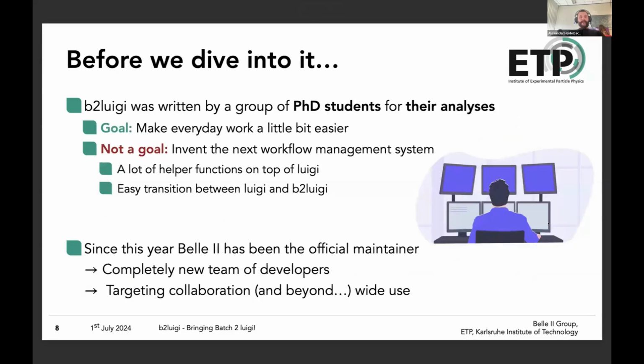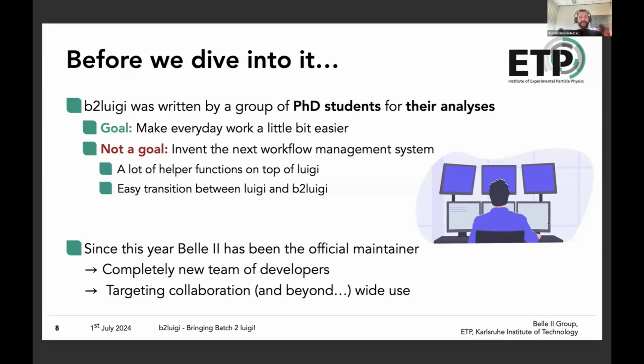Before we dive into a few examples, I just want to make a few remarks. b2luigi was written by a group of PhD students to help with their analysis. So the goal was just to make everyday life a little bit easier by taking care of certain processes that were a little bit harder in Luigi. But I also want to point out here that it was definitely not a goal to invent the next workflow management system, because if you spend a little bit of time Googling, you will see already that there are a lot of different solutions.